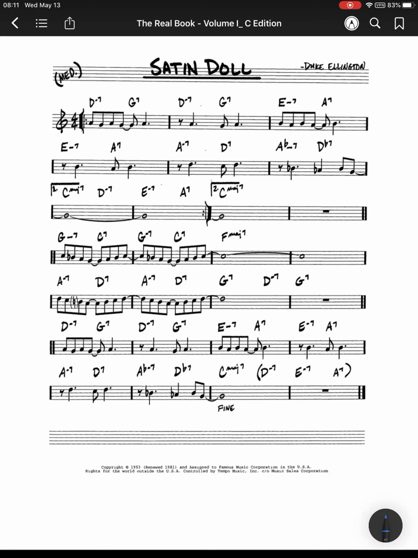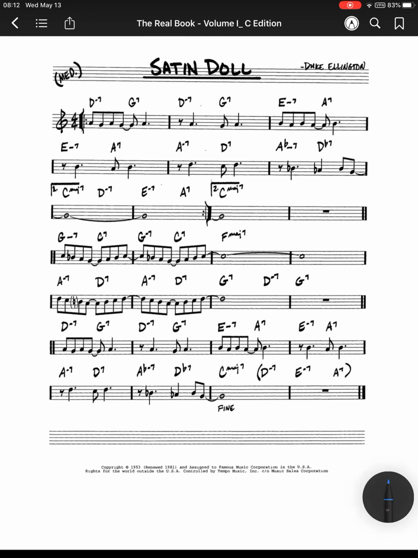Hi everyone, we are trying to analyze one of the most important jazz standard tunes in jazz history, composed by one of the most important pianists and composers in history, Duke Ellington.